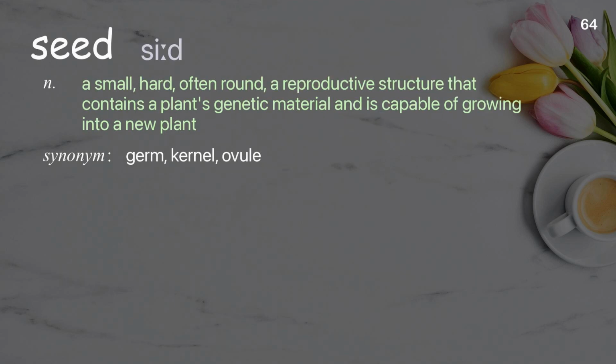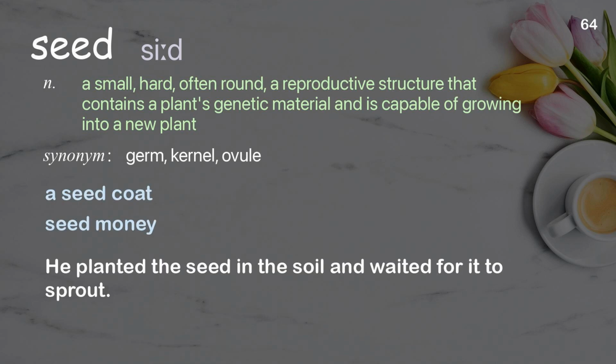Seed. A small, hard, often round, reproductive structure that contains a plant's genetic material and is capable of growing into a new plant. Examples: A seed coat. Seed money. He planted the seed in the soil and waited for it to sprout.